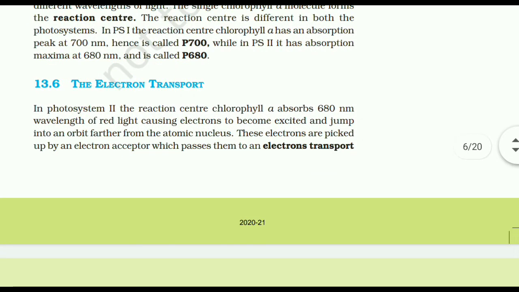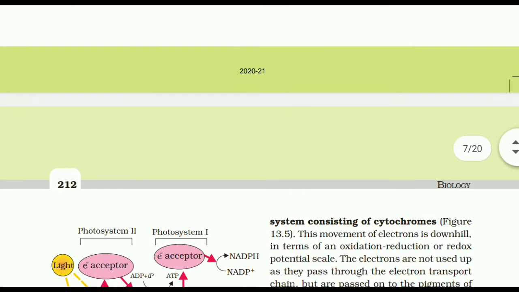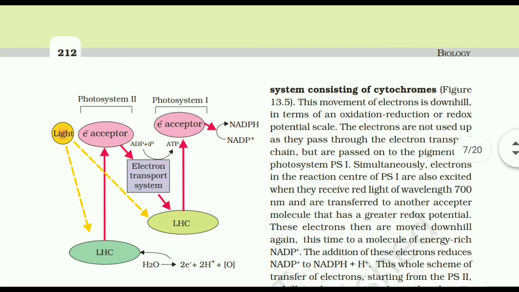13.6. The electron transport. In photosystem 2, the reaction center chlorophyll A absorbs 680 nanometer wavelength of red light, causing the electrons to become excited and jump into an orbit farther from the atomic nucleus. These electrons are picked up by an electron acceptor, which passes them to an electron transport system consisting of cytochromes. This movement of electrons is downhill in terms of the oxidation reduction or redox potential scale. The electrons are not used up as they pass through the electron transport chain, but are passed on to the pigments of photosystem 1.